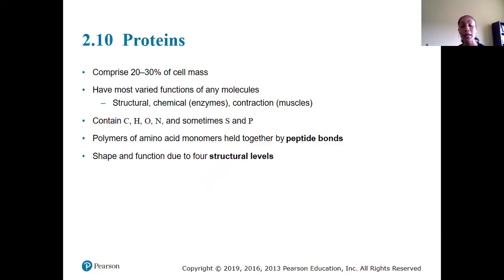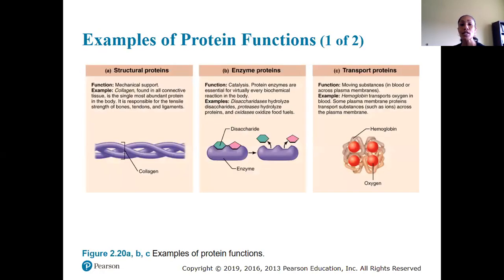The monomers of proteins will be amino acids. So we tend to say the building blocks of proteins are amino acids. And those amino acids are bound together through a peptide bond. The peptide bond is just the specific type of bond that holds amino acids together. In order to make a protein, it has to go through four different stages to become a fully functioning protein.